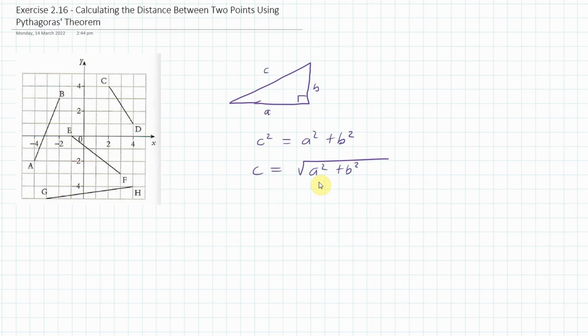Now, I want you to imagine that we know a point is here and a point is here. What we can do is we can find the x change, so how far we've gone in this direction, x, and then the y change, how far here, and we can square both of those, add them together, and find the square root of that to find the distance from here to here.